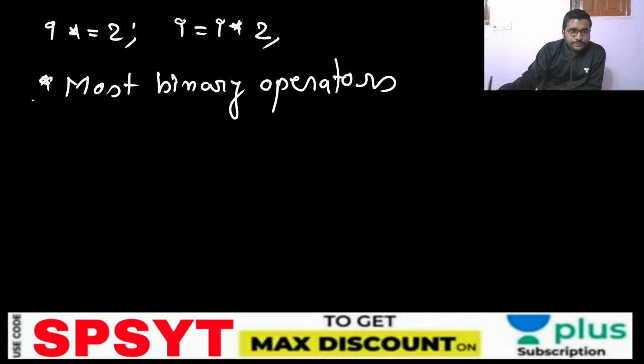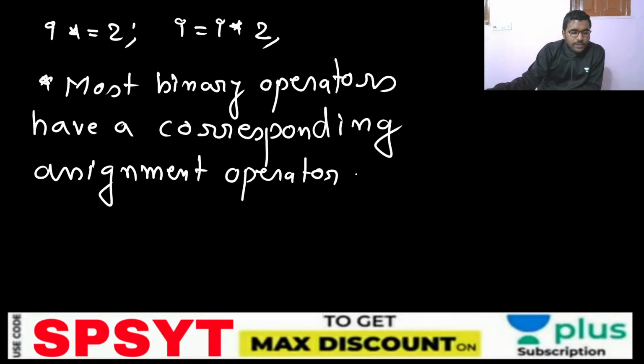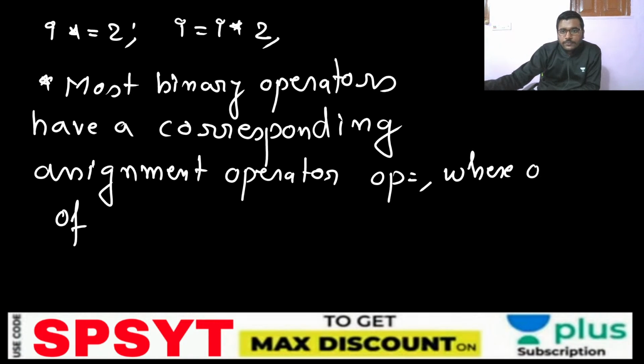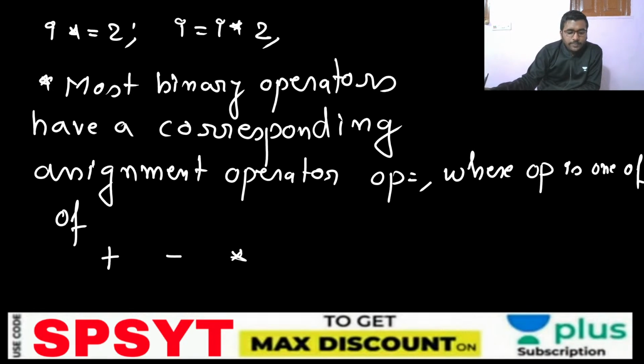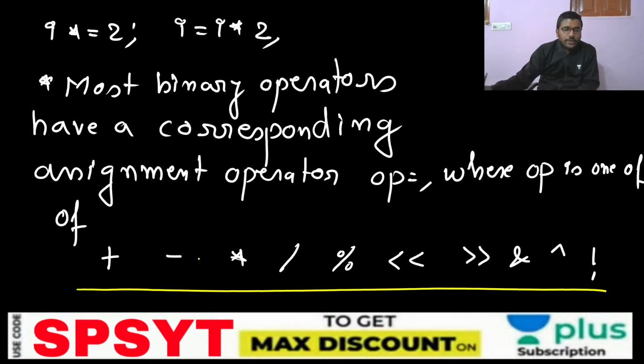So most binary operators have a corresponding assignment operator, of the form op equal to, where op is one of either plus, minus, multiplication, divide, mod, left shift, right shift, bitwise and, exclusive or, inclusive or. So you can use all these operators. Not only one, you can use all these.